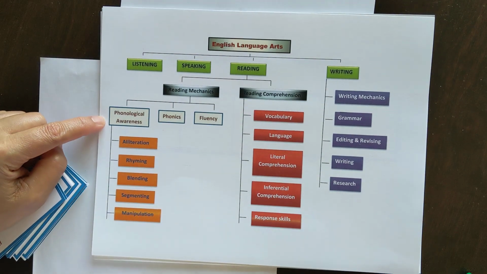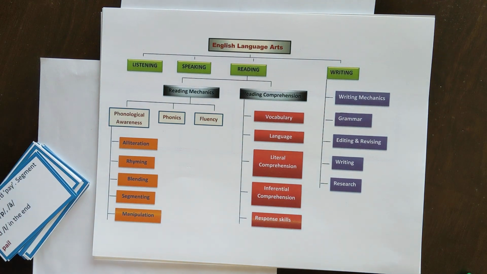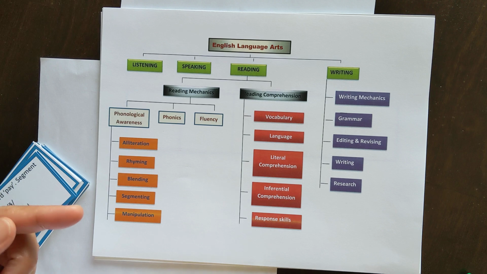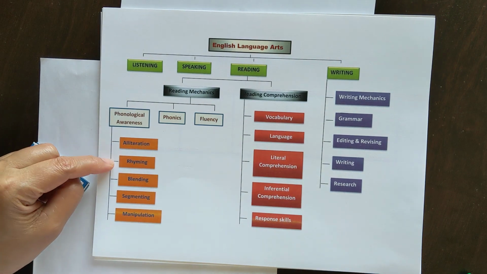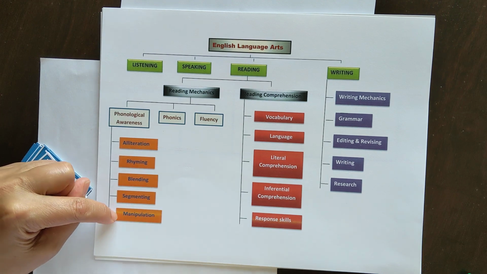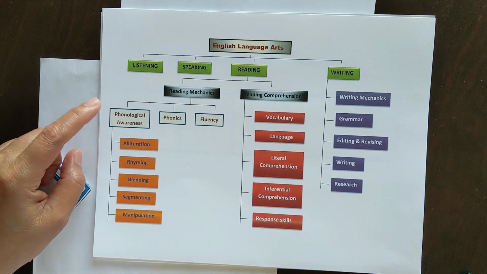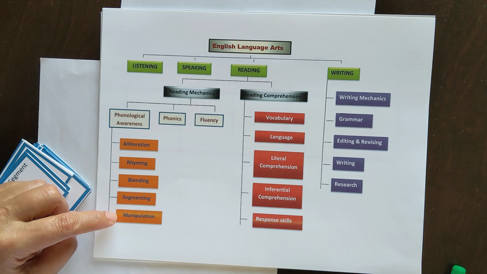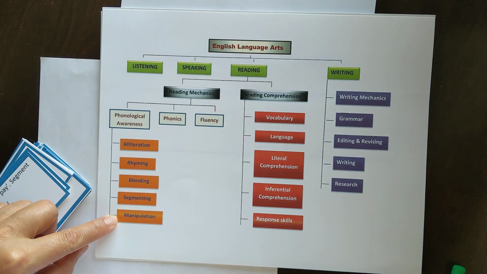Phonological awareness is all about understanding sounds, how sounds make words, or how words can be broken down into sounds. Alliteration, rhyming, blending, segmenting, and manipulation are taught under phonological awareness. Our focus today is on manipulation, which is shown 9 different ways.